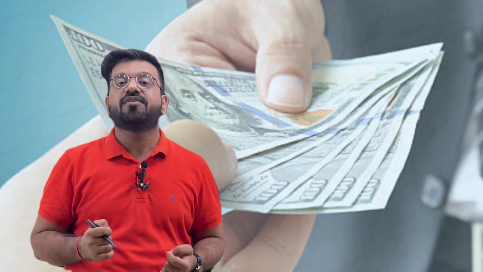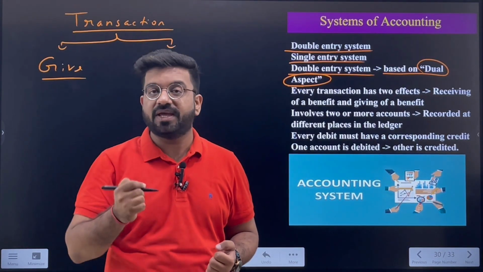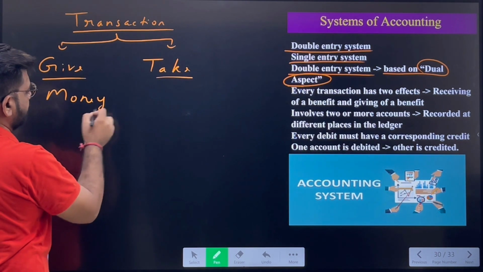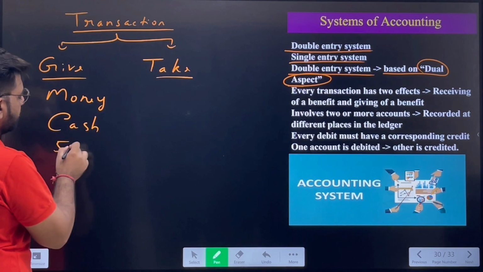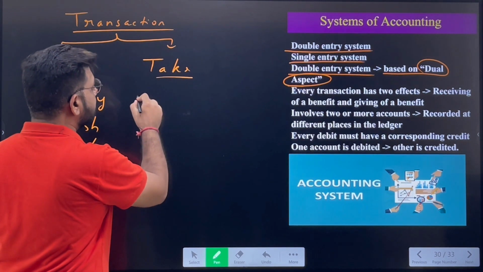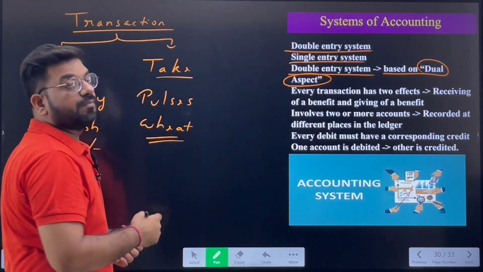For example, if I want to buy some groceries for my house, I will go to the shop and ask the shopkeeper to give me some pulses or some sugar, whatever it is. If I'm buying that product from that shopkeeper, what will I do? I will pay him the amount, the money in the form of cash. Suppose I am giving him rupees 500, and for the same amount, what am I taking? I am taking the pulses or the wheat, whatever I need from that shop.